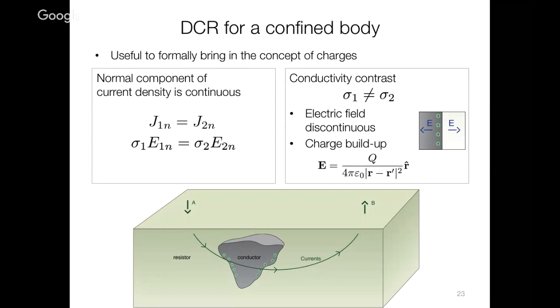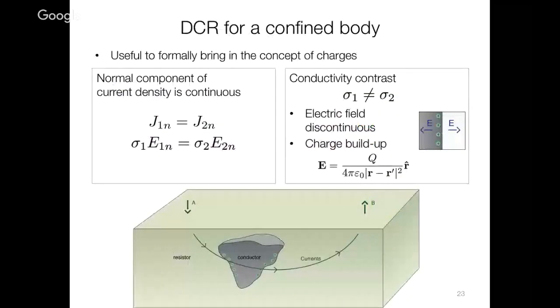Those are the basics now of the DC resistivity survey. We put in a current. Currents go through. Wherever there's a change in conductivity, there's going to be charges. Charge is going to give rise to an electric field, by Coulomb's law, where Q is the charge. Okay, so that's the essence of the DC resistivity experiment here.